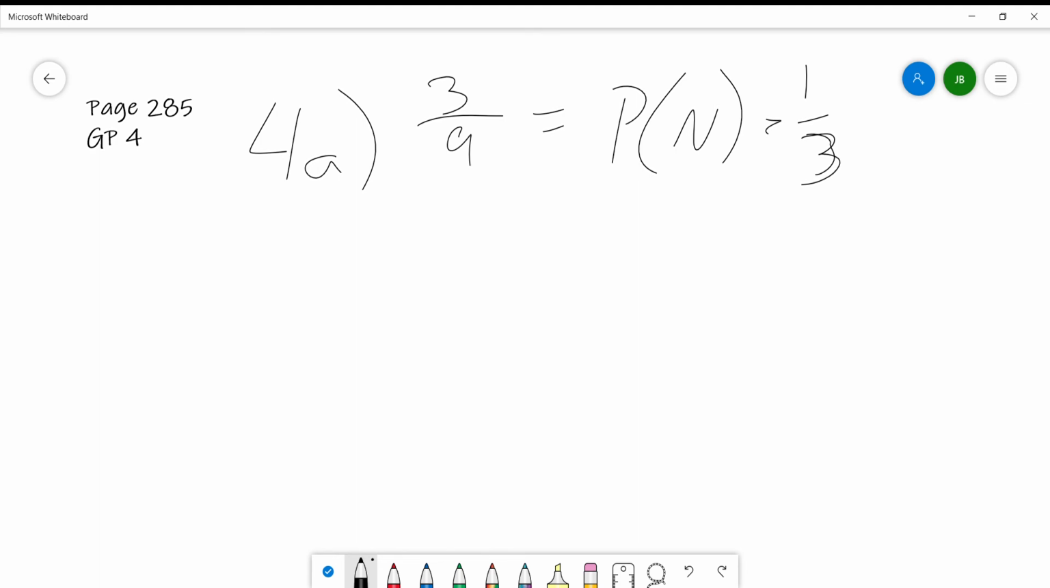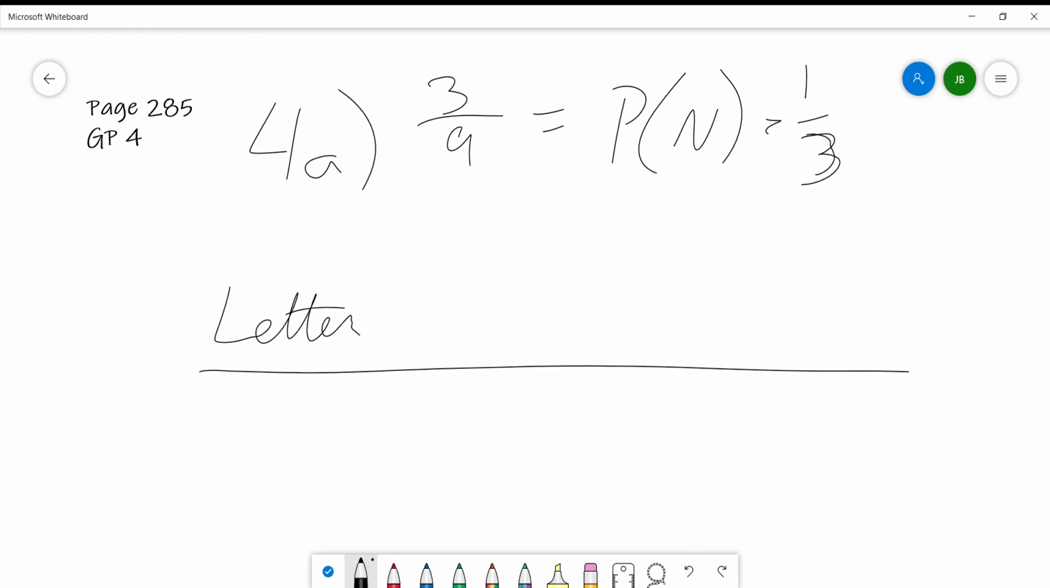B, probability model. So here are the letters. I know I didn't cursive that L. Here's the prob.